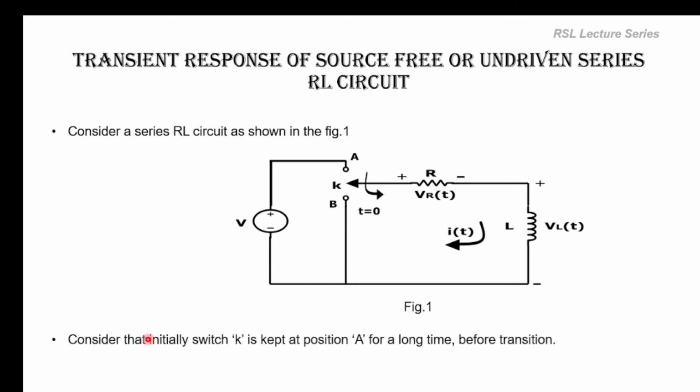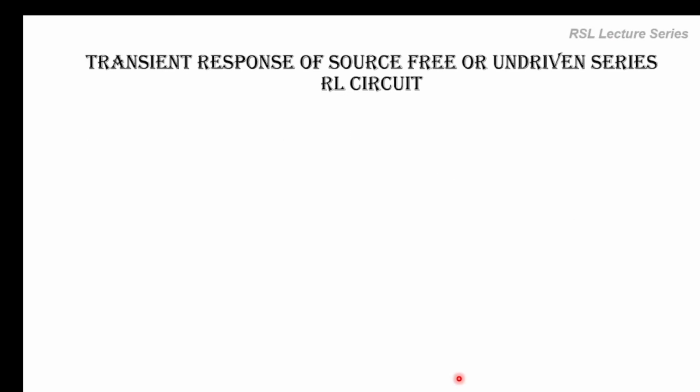Now we are going to consider that initially the switch K is kept in position A for a longer interval of time before transition. That is, before moving the switch to position B, the switch was kept at position A for a longer interval of time. This indicates that the network before transition is in steady state. When the switch was kept in position A for a longer interval of time, current would flow through the circuit and would have attained the steady state condition. Under steady state condition, the current will remain constant. So let us assume that at t equal to 0, the switch is moved to position B.